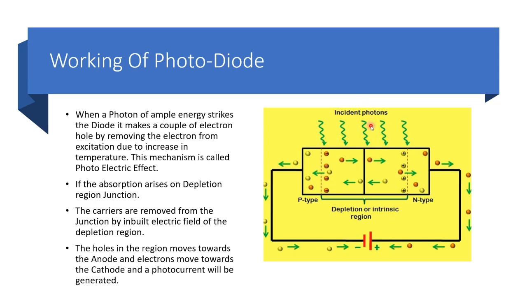Now when the radiation is incident on the depletion layer, the excited electrons and holes get separated. Electrons from the N side get attracted towards the positive side of the battery, and holes get attracted towards the negative side of the battery, and thus a higher current is produced due to incident radiation. With the rise in light intensity, more electrons are produced and the current is increased. The carriers are removed from the junction by the inbuilt electric field of the depletion layer. The holes in the region move towards the anode and electrons move toward the cathode, and a photocurrent is generated.